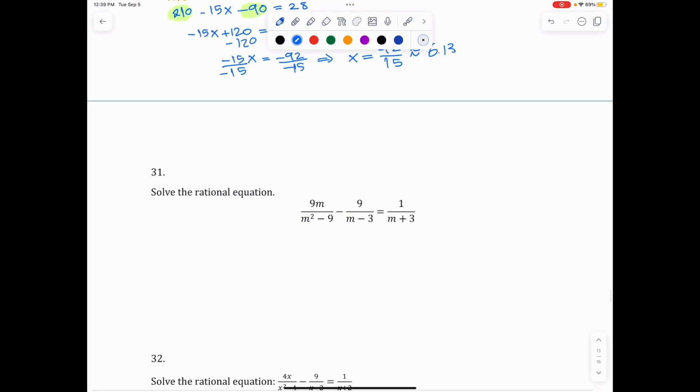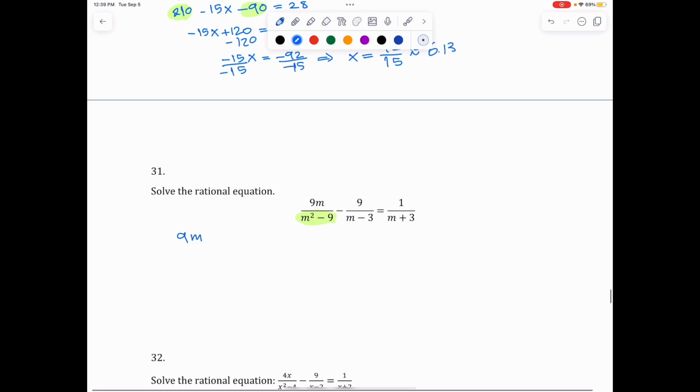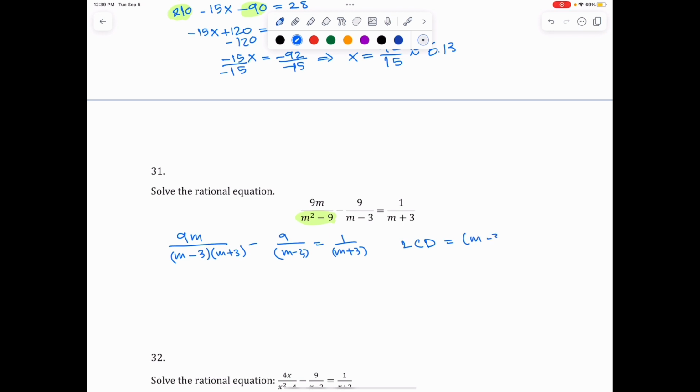Question number 31. So as you notice here, this needs to be factored. So that is the first step. 9m over m minus 9 minus 3 times m plus 3 minus 9 over m minus 3 equals 1 over m plus 3. The least common denominator is m minus 3 times m plus 3, because these are the two factors and the third one has both of them.